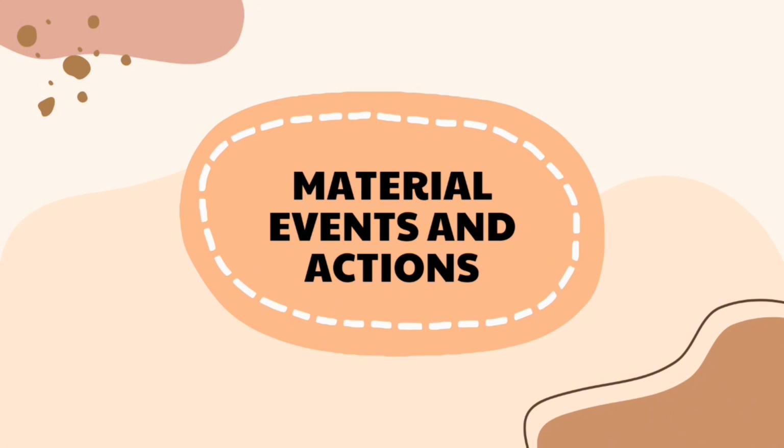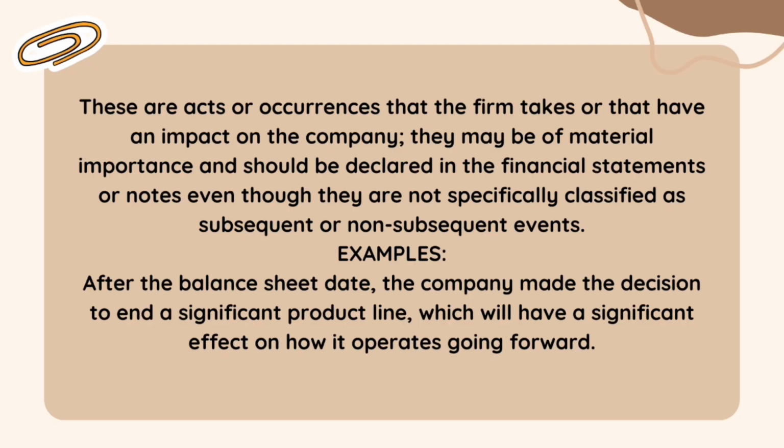Even if this is a noteworthy event, it shouldn't be acknowledged because it doesn't reflect the situation as of the balance sheet date. In addition, material events and actions are acts or occurrences that the firm takes or that have an impact on the company. They may be of material importance and should be declared in the financial statements or notes, even though they are not specifically classified as subsequent or non-subsequent events. Example: after the balance sheet date, the company made the decision to end a significant product line, which will have a significant effect on how it operates going forward.